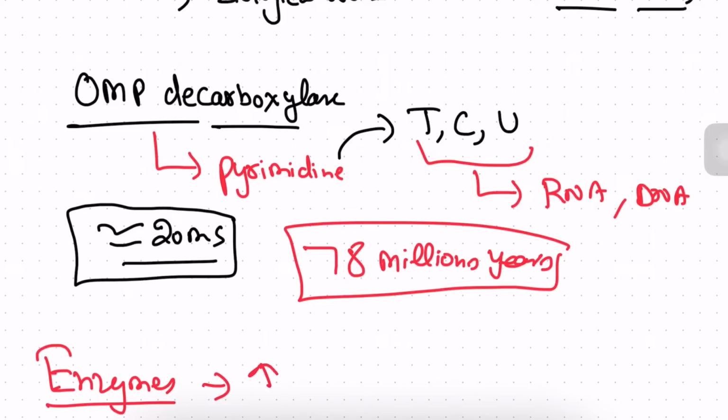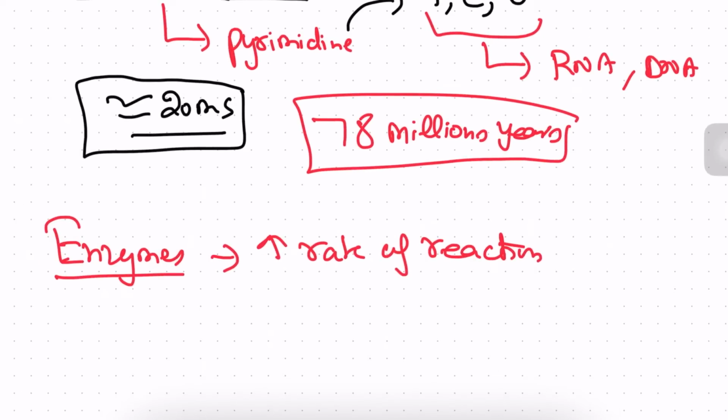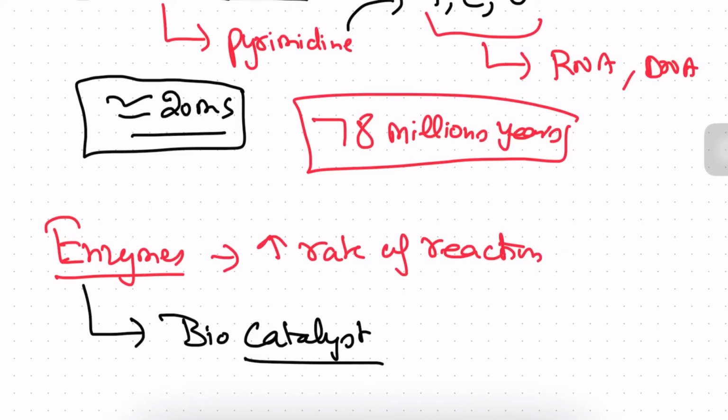Now, hopefully, you are going to see that the enzymes accelerate, they increase the rate of reactions. This is the most important. Keep in mind, enzymes are biocatalysts. Hopefully you know what a catalyst is. A catalyst speeds up reactions.